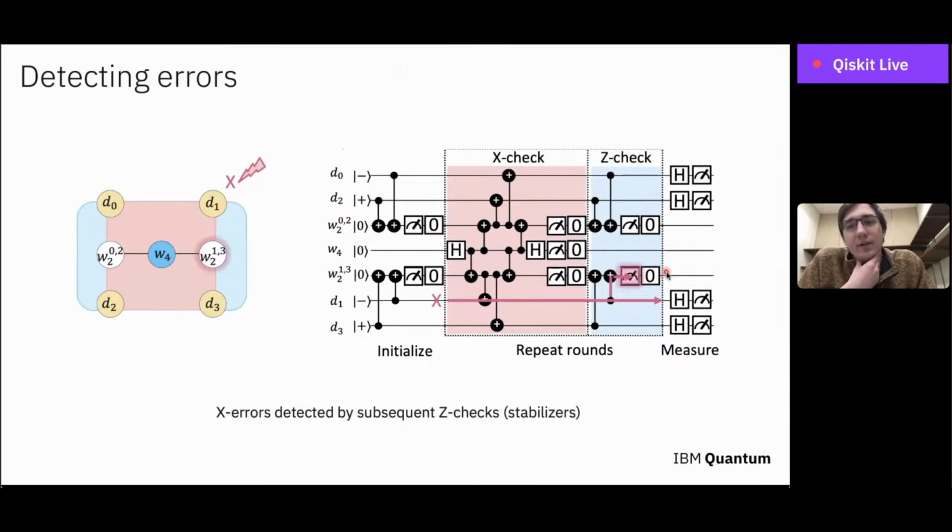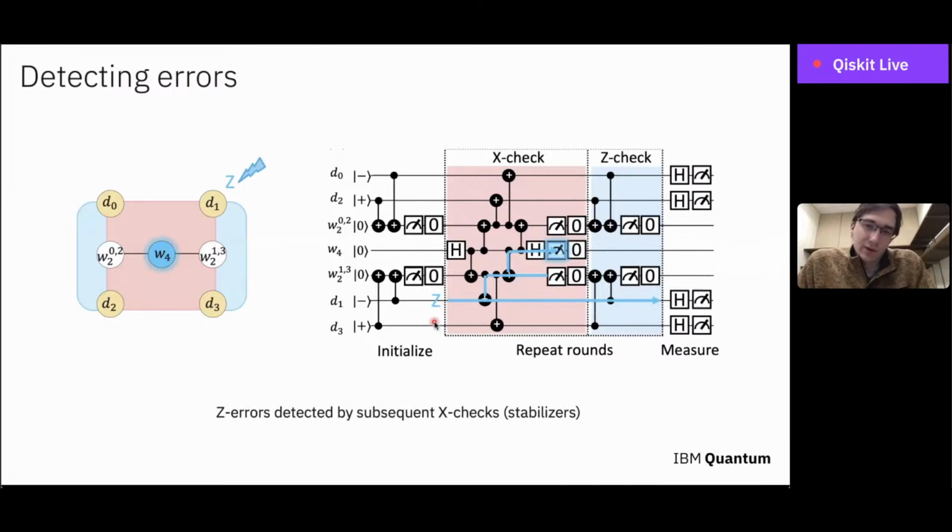Okay, so why does the circuit allow us to detect errors? Let's say that an X error occurs here on this data qubit 1. Then it passes straight through the X check. So the CNOTs, if the target qubit of a CNOT is flipped, that doesn't change the control qubit of the CNOT at all. So it passes straight through the X check. But then when we hit the Z check, the X error propagates up to the measurement. And so we see that X error. Okay, so the Z check ends up detecting the X error.